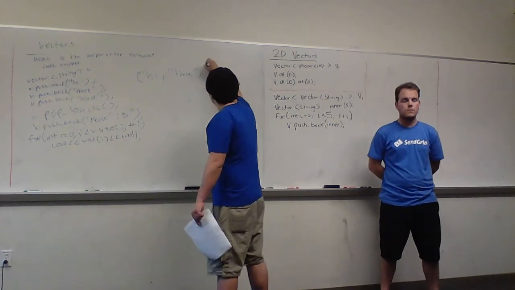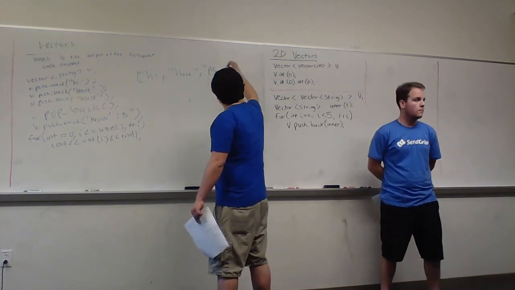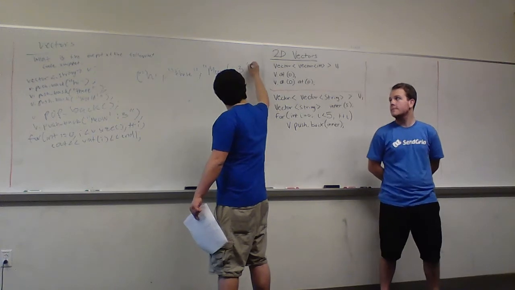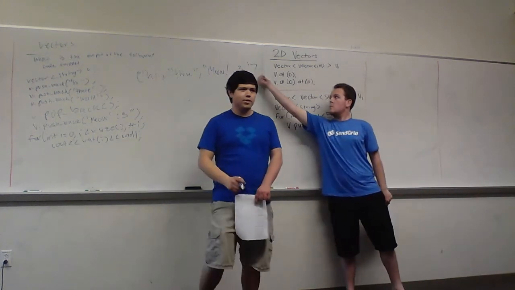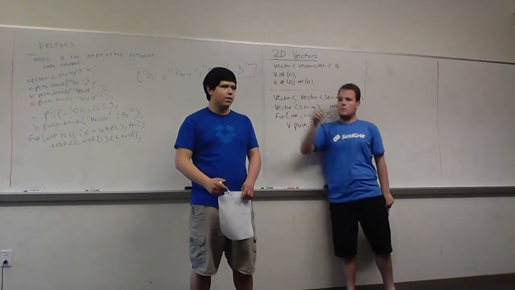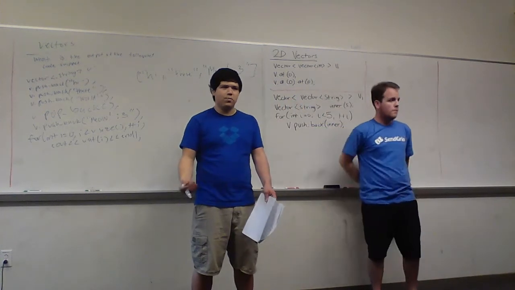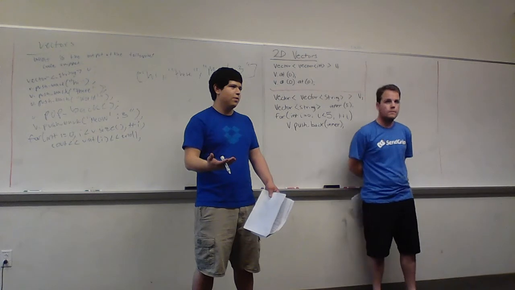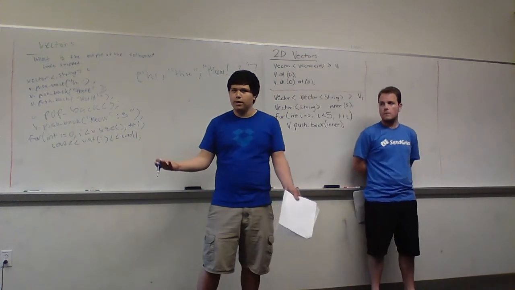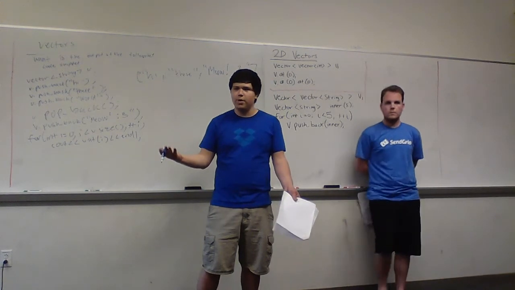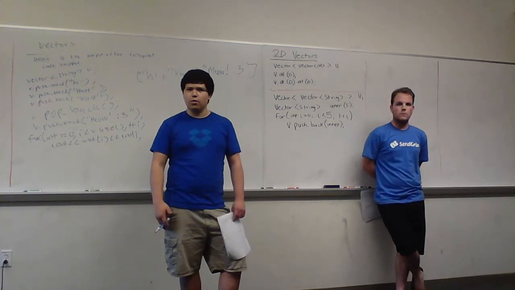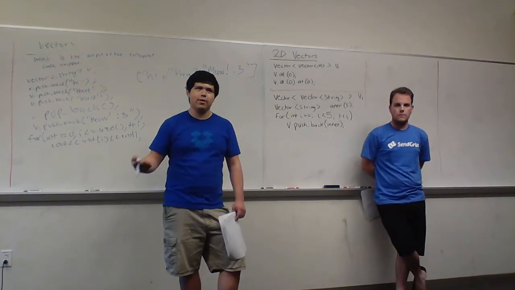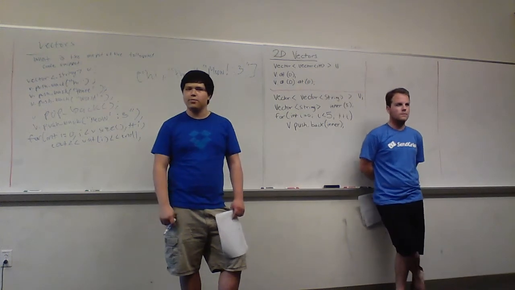And then after that, I immediately put in my meow. That's my vector, and this prints out "hi there meow". So any questions? Good question. So what are the main methods for a vector? Can you guys give me 5 methods for a vector?